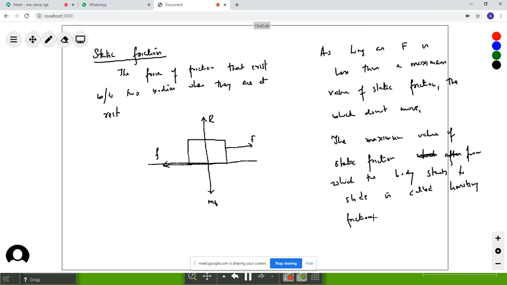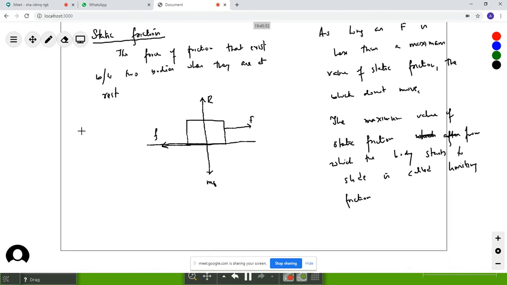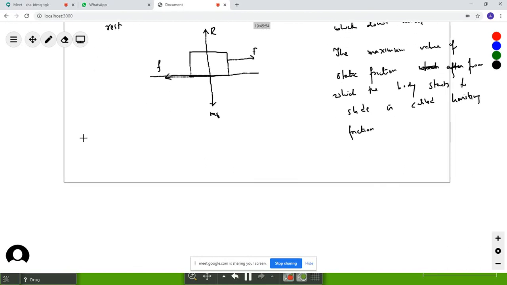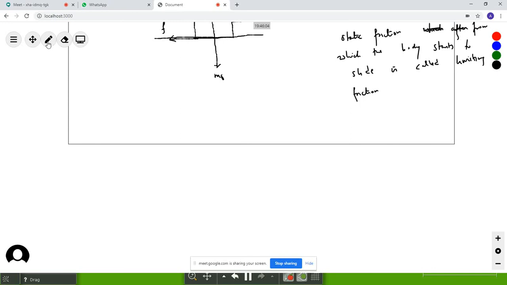Clear? It's called limiting friction. So if we plot a graph between static friction, we'll come to kinetic friction very soon. Also, let me write kinetic friction also. So this is called limiting friction.